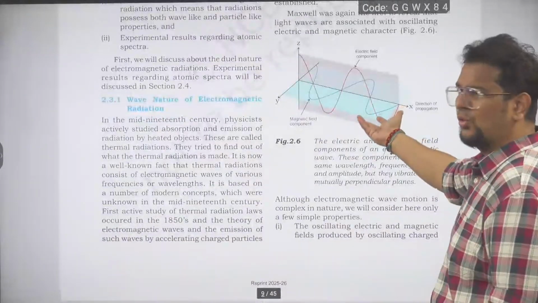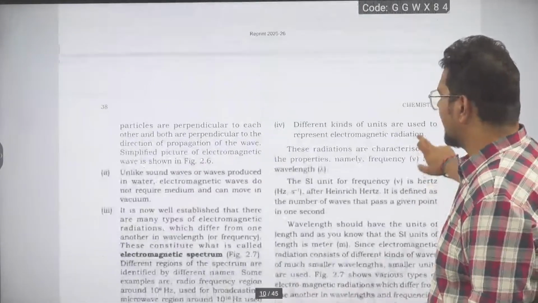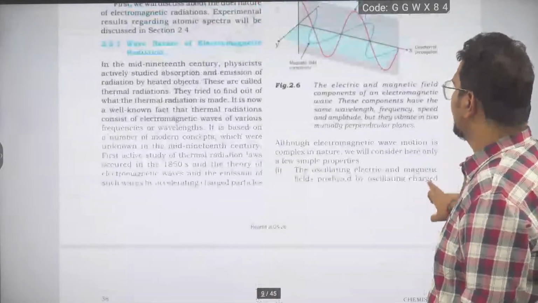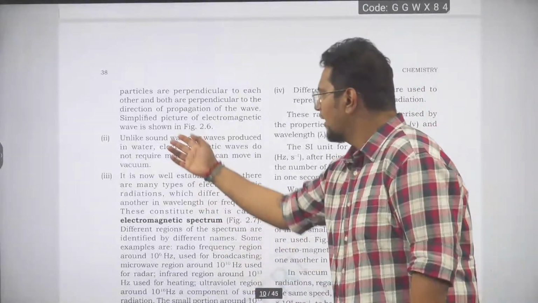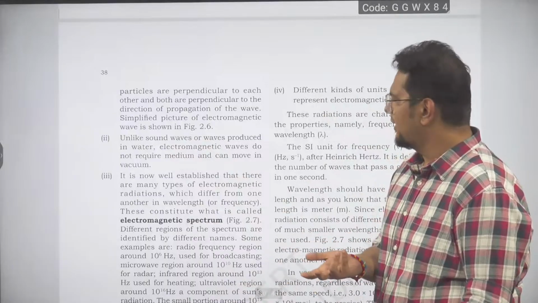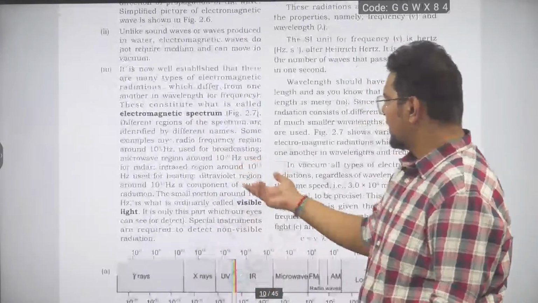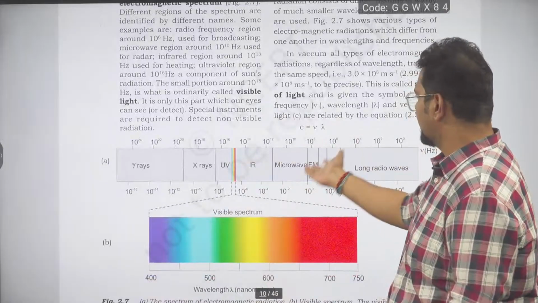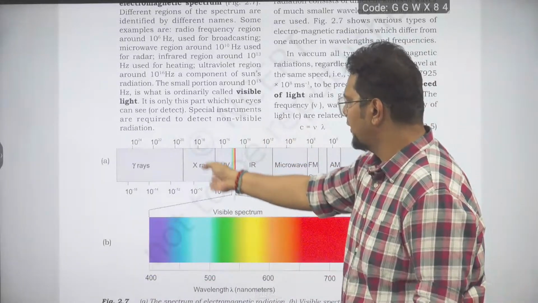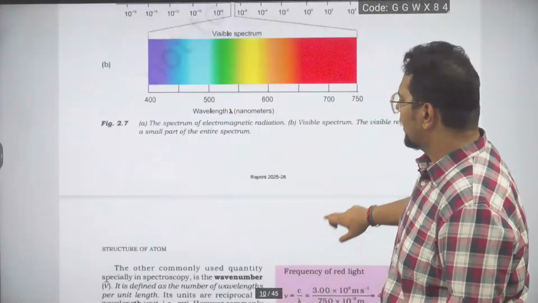Here, even though I have told, complete details I have not told. Few things I have told you already: that this oscillating electric and magnetic field are perpendicular to each other. Unlike sound waves, they can travel in a vacuum also. The electromagnetic spectrum is there. This spectrum I told you: radio wave, microwave, IR, visible, UV, X-ray, gamma ray. But I have to tell this in more detail.